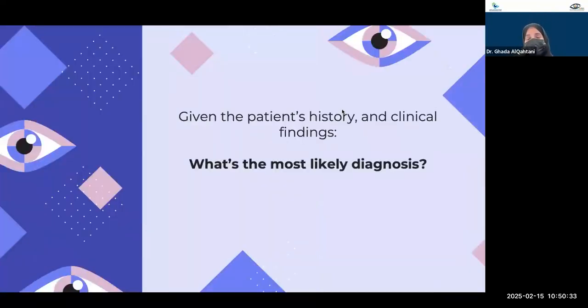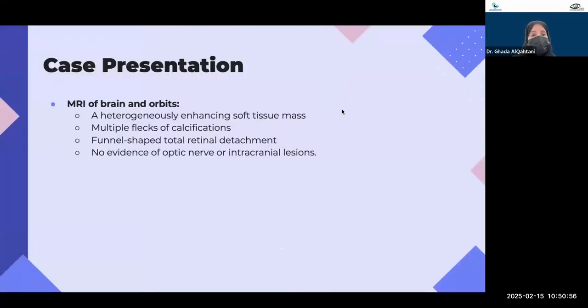So given the patient's history of no prior trauma or surgery, and the patient is systemically healthy, and with the clinical findings of vitreous lesion with calcification, the top differential diagnosis to be ruled out is retinoblastoma, as you all said. So the patient was admitted for further investigation.